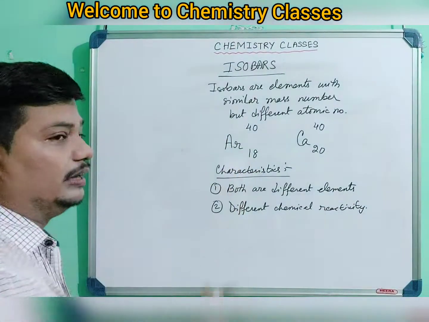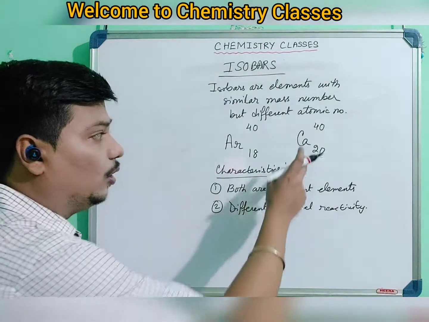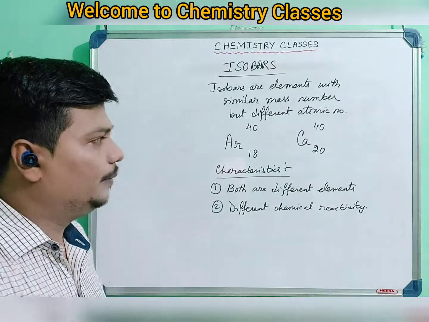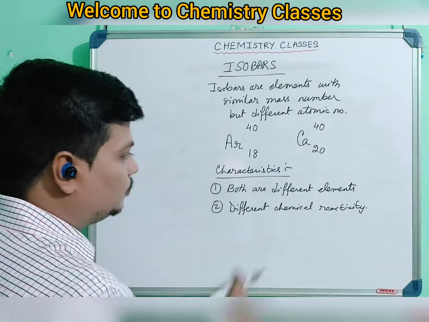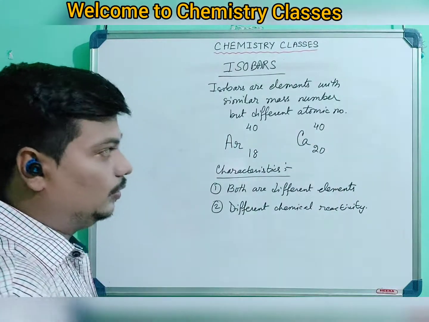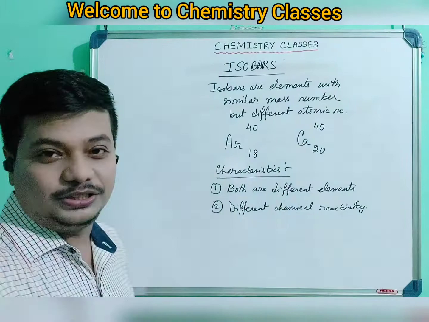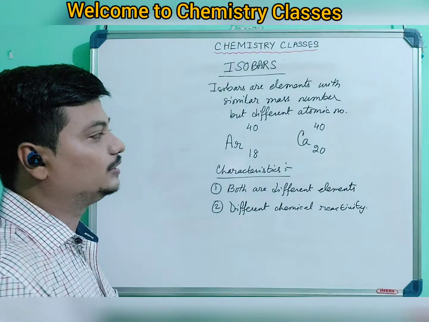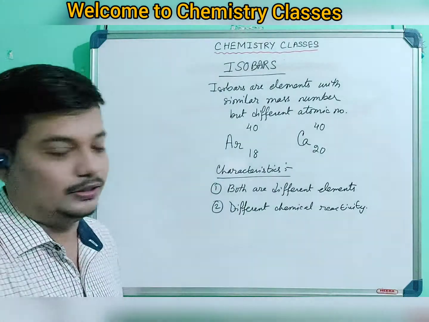Already you know that argon happens to be a noble gas, that is, it is very inert and absolutely unreactive. On the other hand, calcium is a reactive element, because in the metal activity series, calcium stands in the 3rd place. So calcium is reactive. Both are different elements, hence they have different chemical reactivity. But there is another difference, that is the number of neutrons. Over here the number of neutrons is 20, but over here the number of neutrons is 22. So in this pair, the number of neutrons are different.